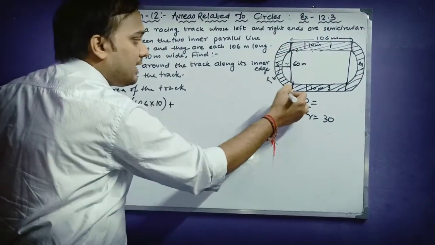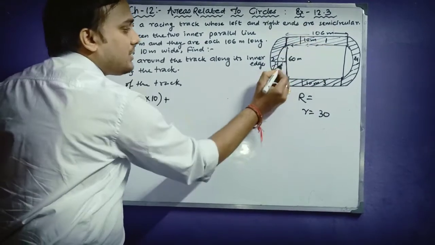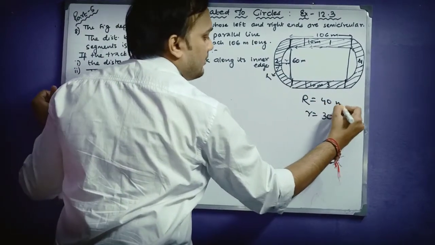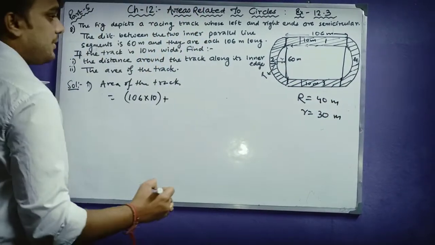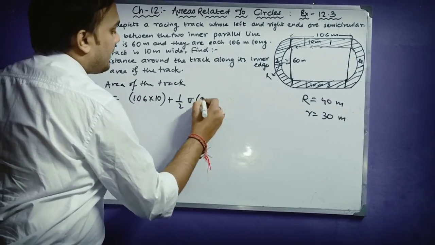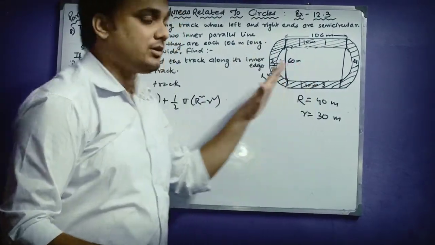That is for the bigger circle. It will be 30 plus the width, because this width is actually 10 meter. So 30 plus 10, capital R will be 40 meter. So let us apply that here. It will be 1 by 2 pi into capital R square minus small r square. Why 1 by 2? Because it is a semicircle, not a complete circle.